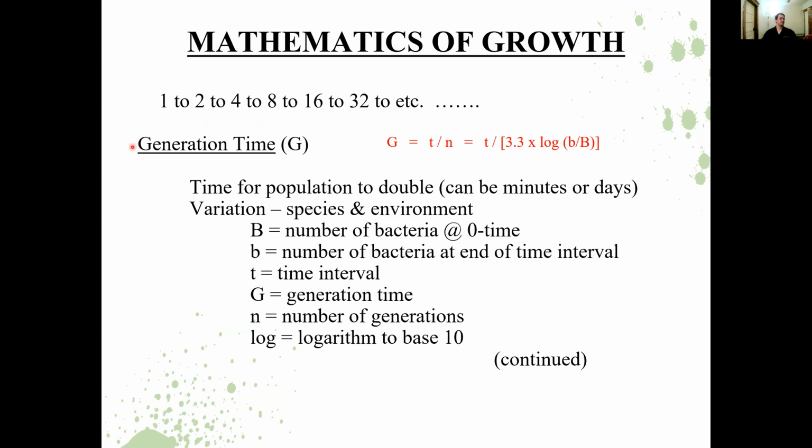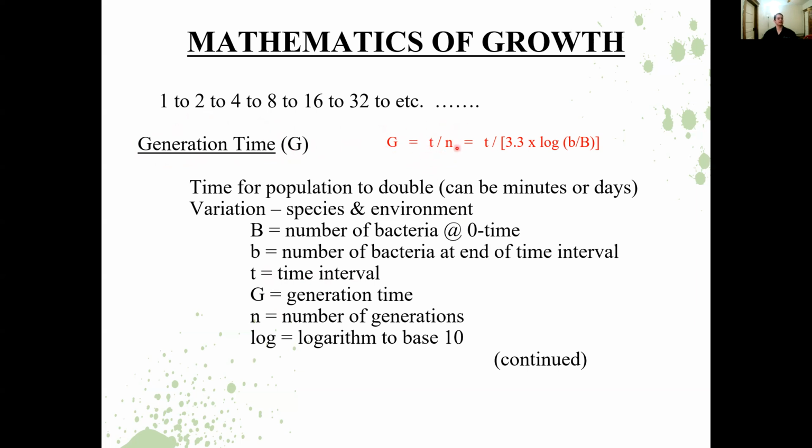In our calculations, these will be our variables. Generation time will be represented by G. So G is equal to T over N. What are T and N? T is simply the time interval, and N is your number of generations. So that makes sense: how much time is spent making these generations?